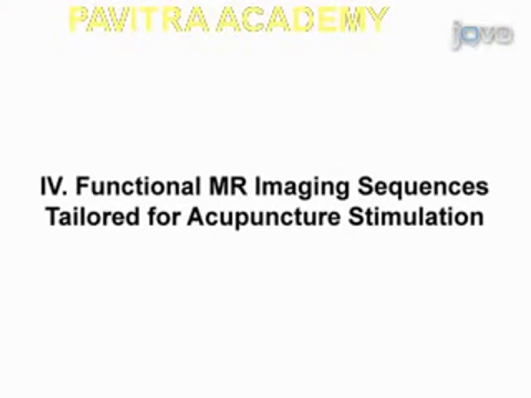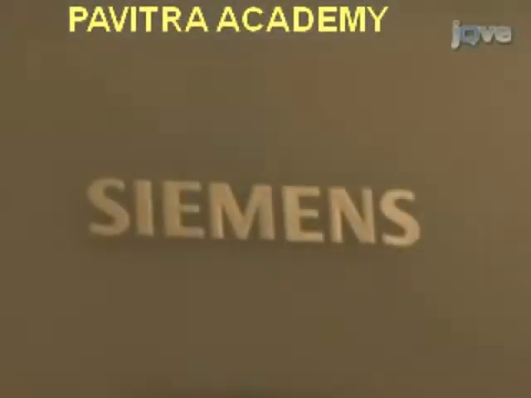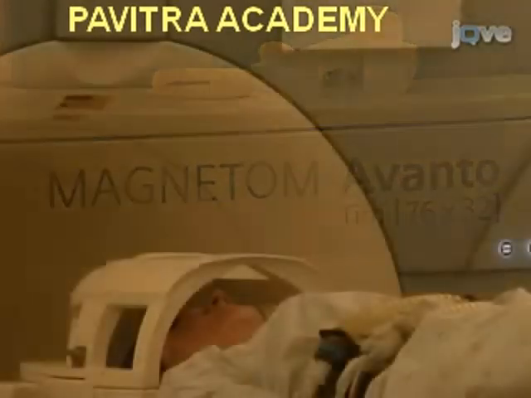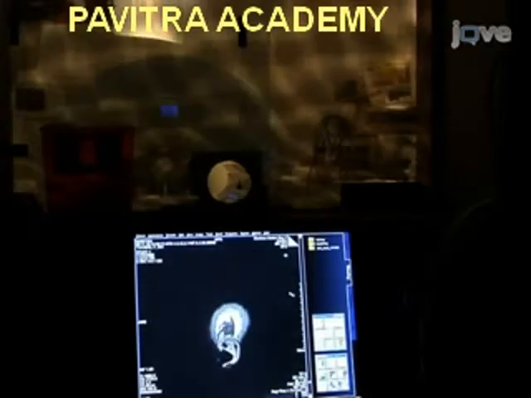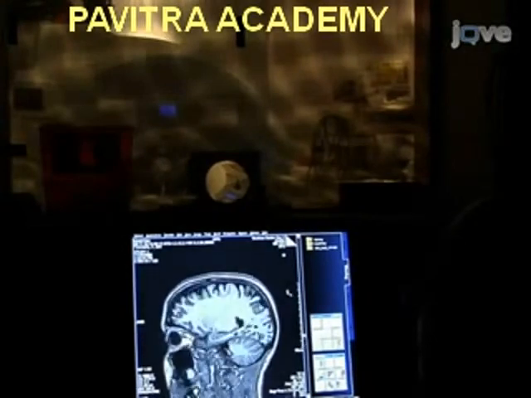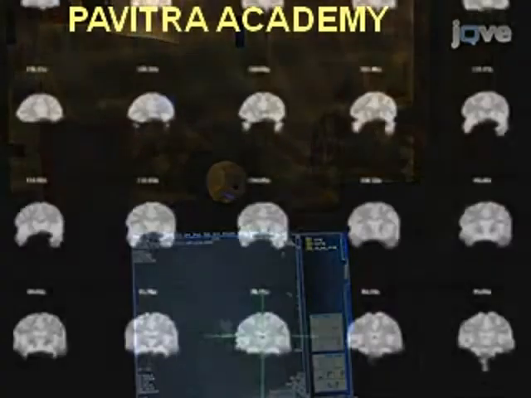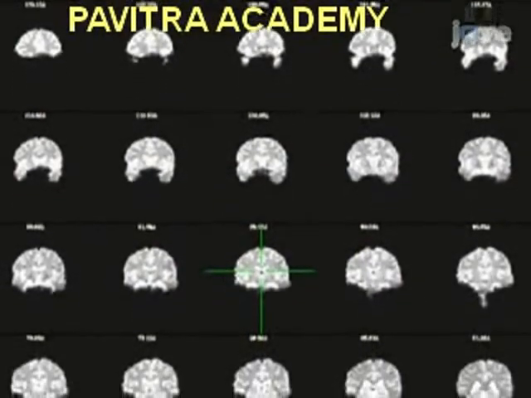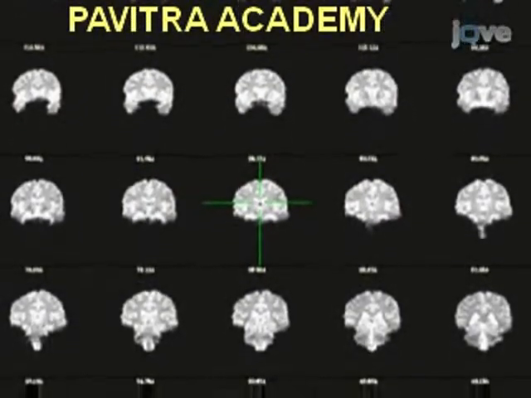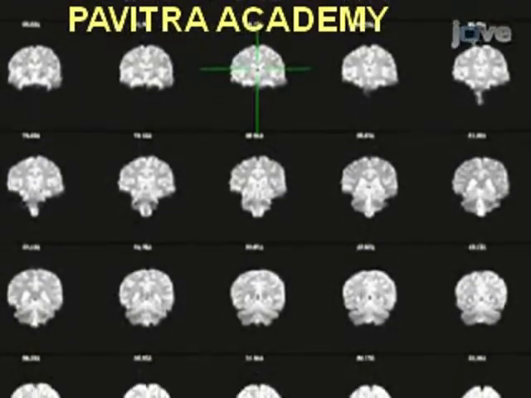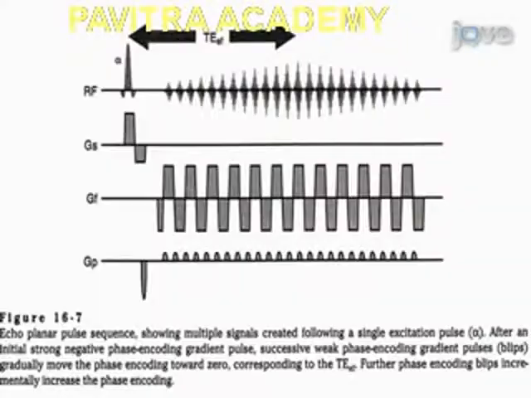In this demonstration, we are using a 1.5 Tesla Siemens Avanto MRI system equipped for echoplanar imaging with a standard quadrature head coil. For studies with acupuncture stimulation, thinner brain slices should be acquired to reduce susceptibility artifacts. Use slices 3 mm thick with a 0.6 mm or 0.75 mm gap in the sagittal or axial orientation to cover the entire brain, including the brainstem and cerebellum.